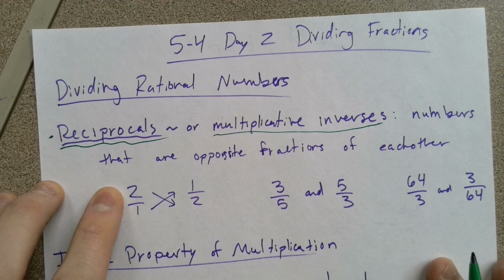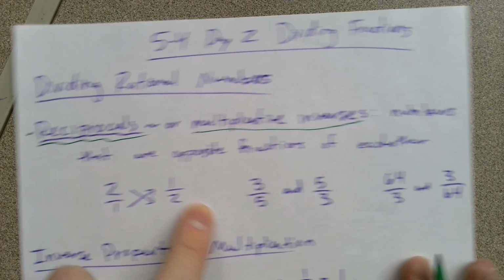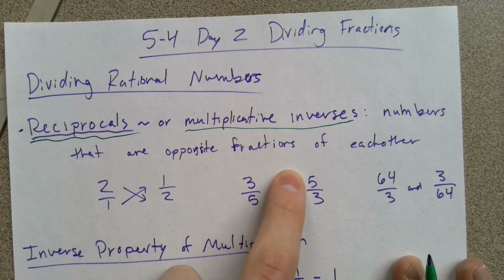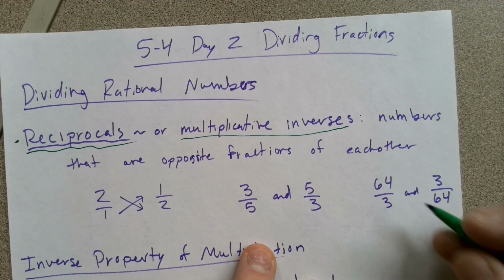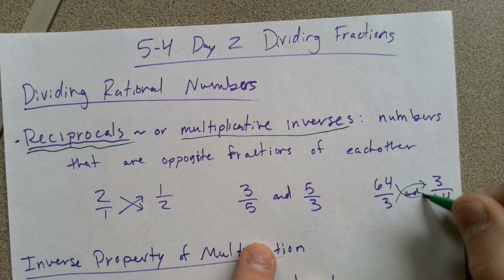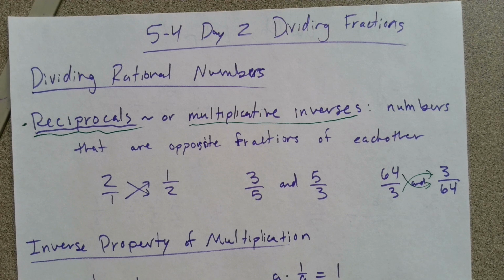So for example, 2 or 2 over 1, its reciprocal would be 1/2; 3/5 and 5/3; 64/3 and 3/64. So if you notice, these are just flopping spots, and that makes it a reciprocal. You'll see why that reciprocal is important today, because we'll use that when you're dividing fractions in our keep, switch, flip.